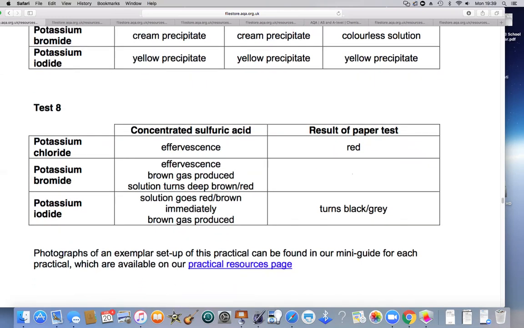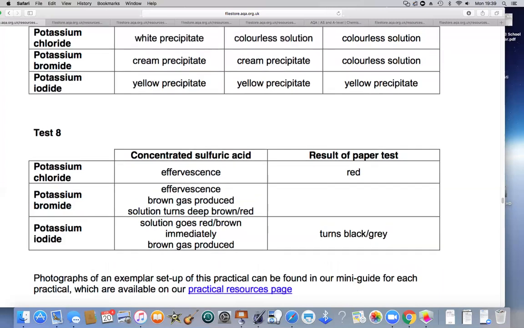But you can also use concentrated sulfuric acid on solid salts of chloride, bromide, and iodide, because the bromide and iodide actually liberate bromine and iodine. So you can see observations that relate to those as well. In terms of distinguishing the ions, concentrated sulfuric acid is not required. It's an additional test that you need to be aware of, and you will learn about it in due course.